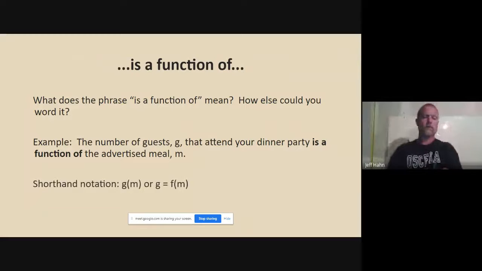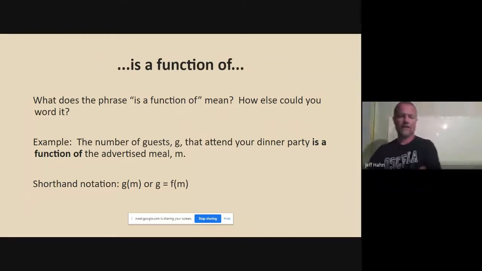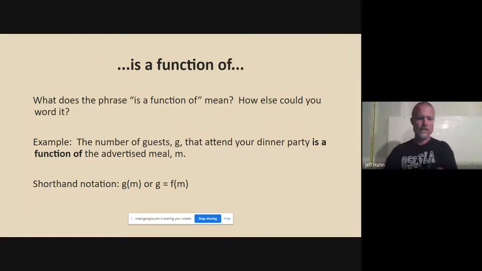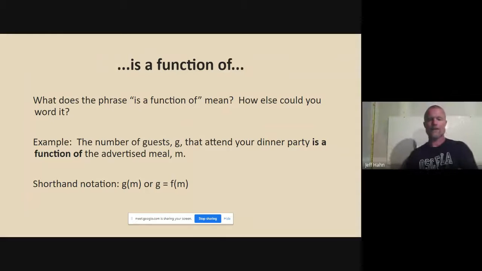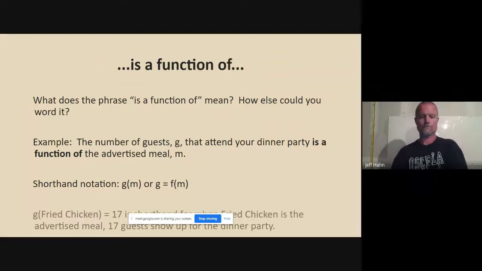So you have some shorthand notation in math that comes up with this. G parentheses M, so G of M, and M represents the meal, so the input is in the parentheses. That's important: the input is in parentheses, and G is on the outside. It doesn't mean multiplication or anything like that. And then the other way people do it sometimes is G equals F of M, which says G is a function of M. We don't see that as much, but we do need to be able to work with it. We use G of M a lot more.